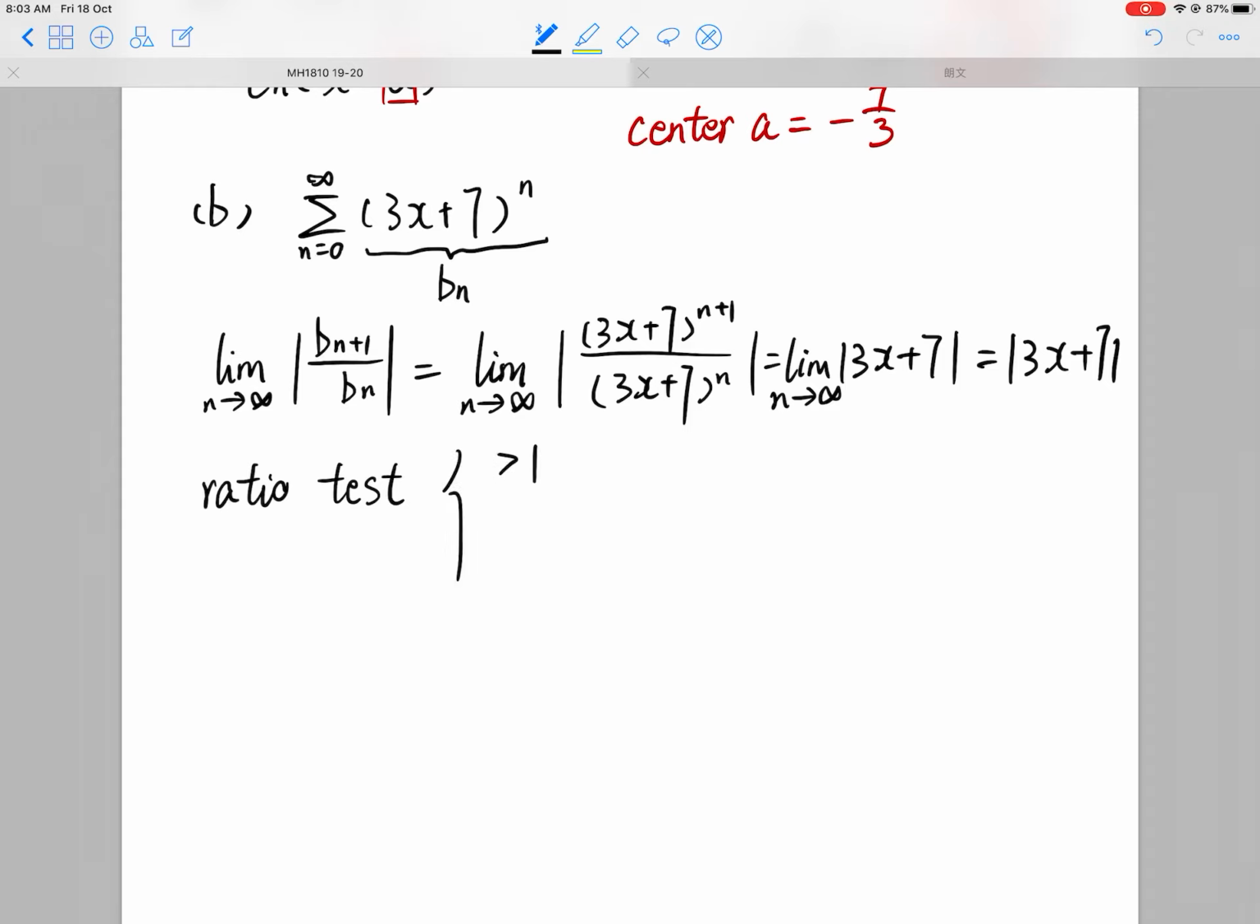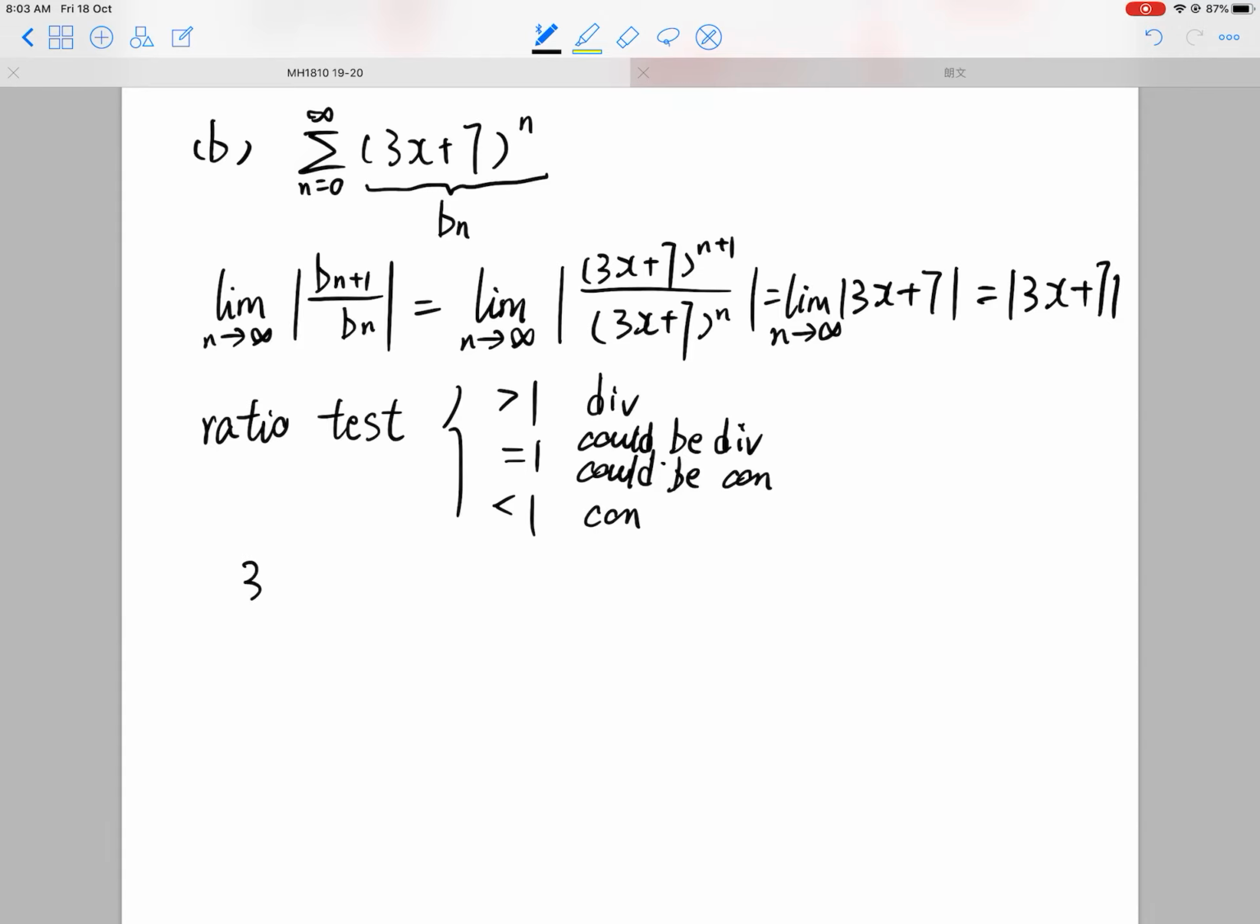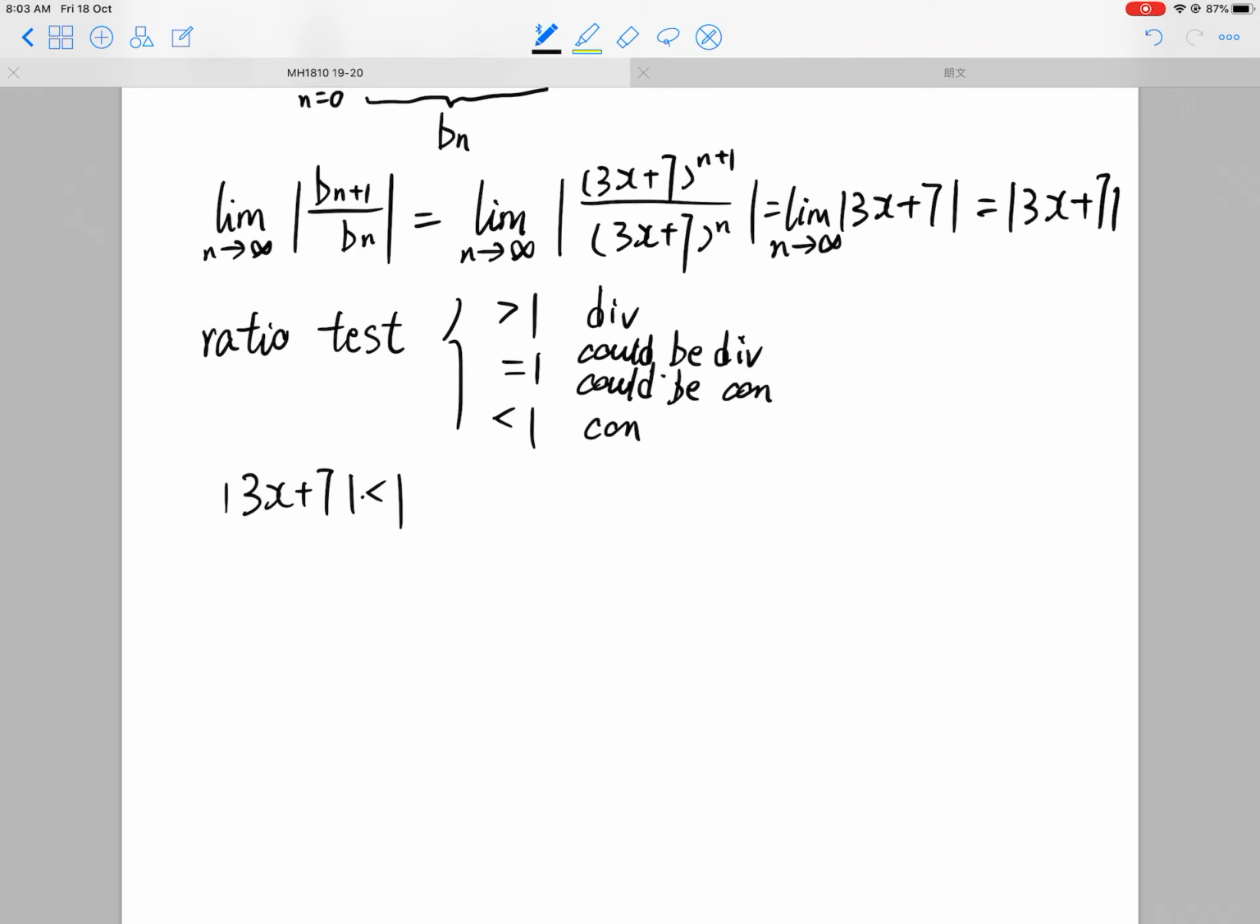if it's greater than 1, it is divergent. If it's smaller than 1, it is convergent. If it equals 1, it could be divergent, it could be convergent. So here we want this to be strictly smaller than 1. Then it is |x - (-7/3)| smaller than 1/3.